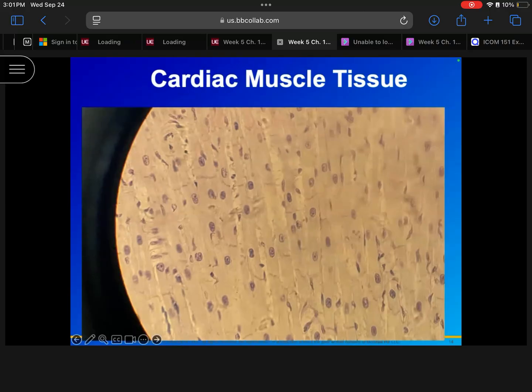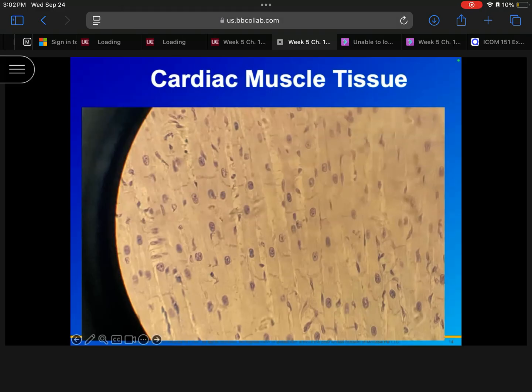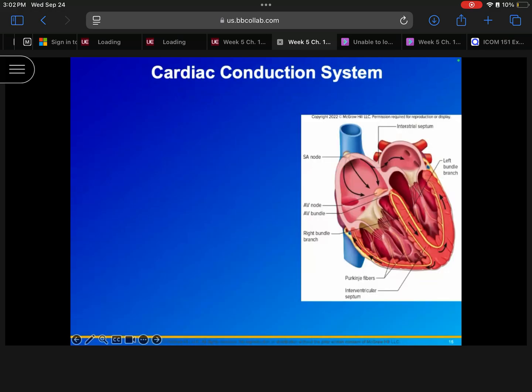And this is going to be cardiac muscle tissue. With this, we can see we have the nuclei in approximately the center. There's some branching going on right there. You can't see the striations very well, but you can see the intercalated discs. And we said those desmosomes, especially the gap junctions, are really important for signaling electrical signals. They're going to help us create an action potential. So that brings us into the cardiac conduction system.